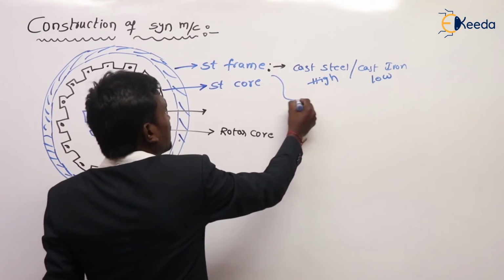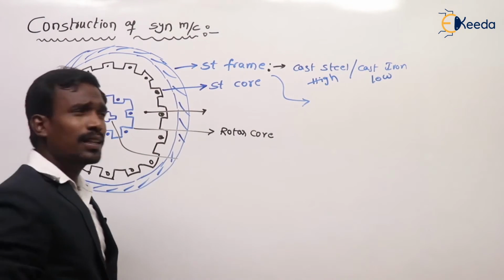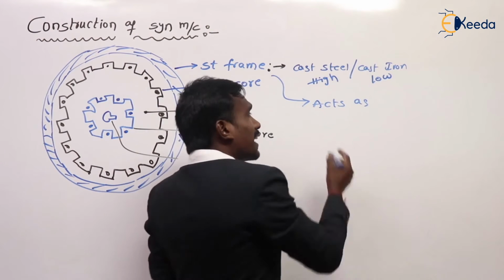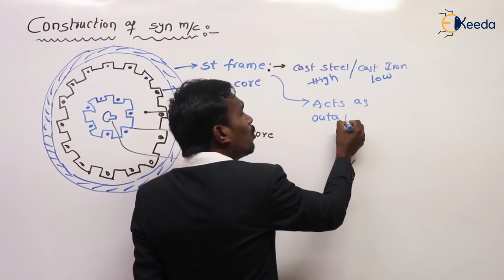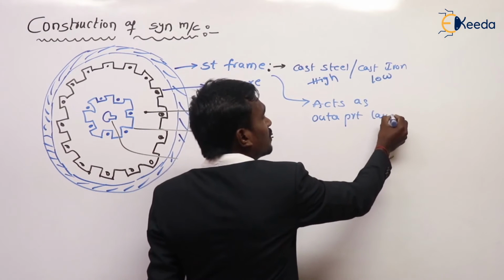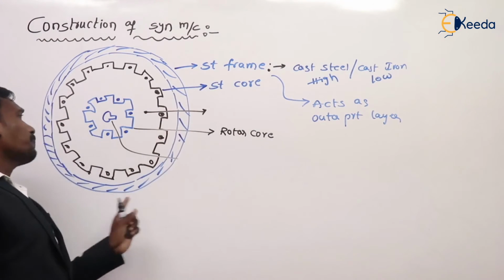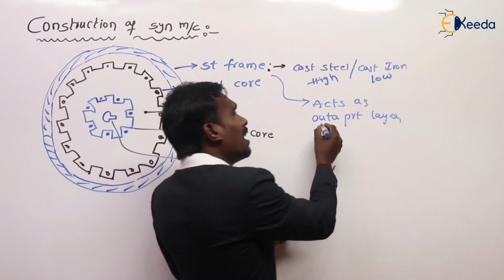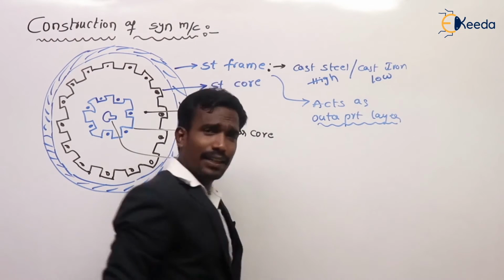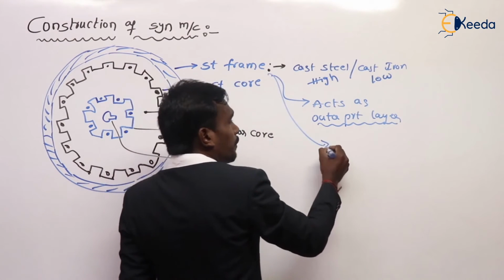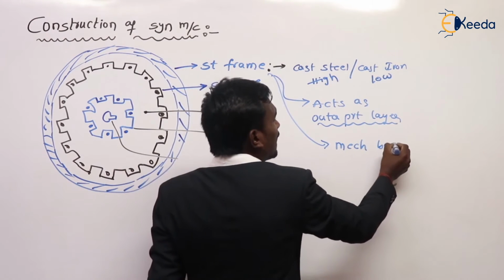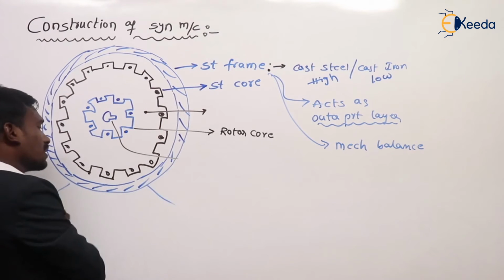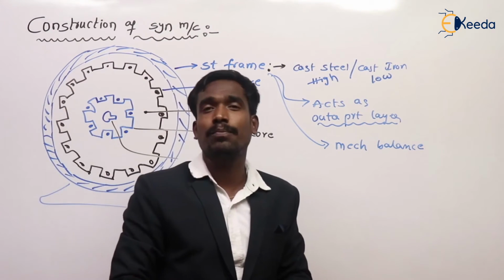Sir, what is the purpose of the stator frame? The stator frame acts as an outer protection layer. This is important. It protects the machine from the outer periphery. That's why it is called an outer protection layer. And also, it provides mechanical balance to our machine. Mechanical balance is provided by this stator frame only.